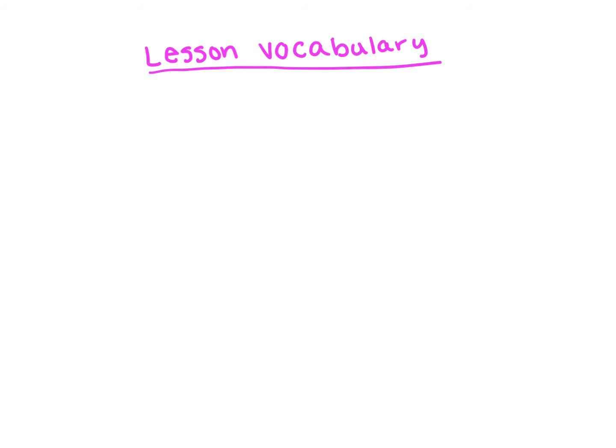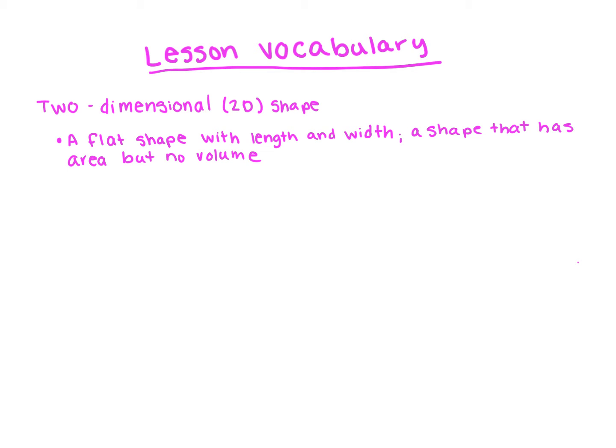First, let's look at some lesson vocabulary. Our first word is two-dimensional, or 2D shape. A 2D shape is a flat shape with length and width, a shape that has area but no volume. These are some examples of two-dimensional shapes. We have a square, a rectangle, a circle, a triangle, and a hexagon.